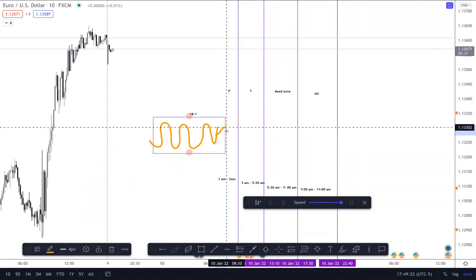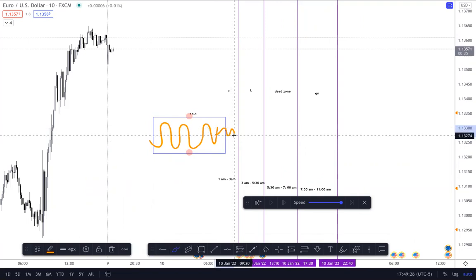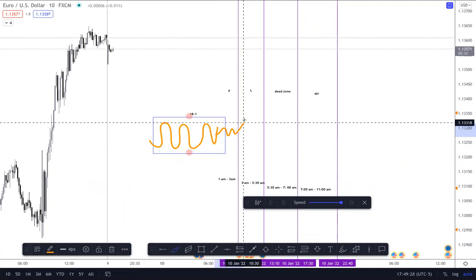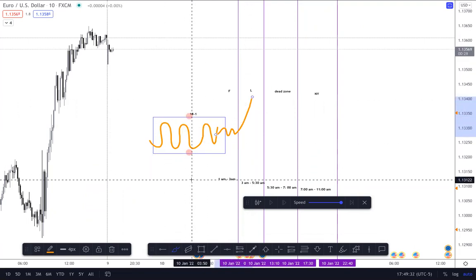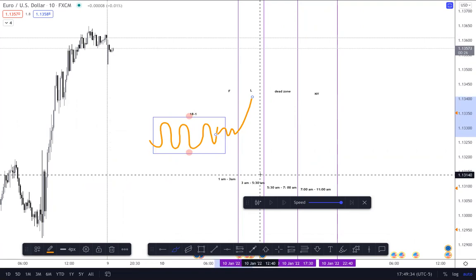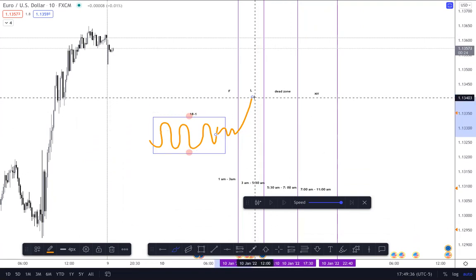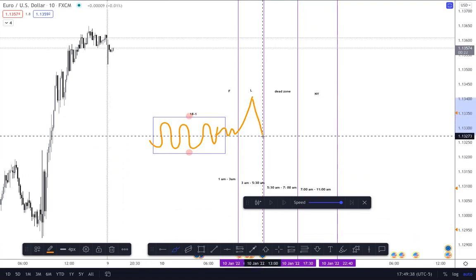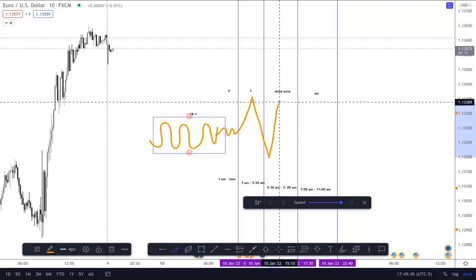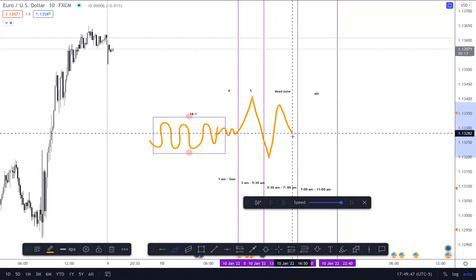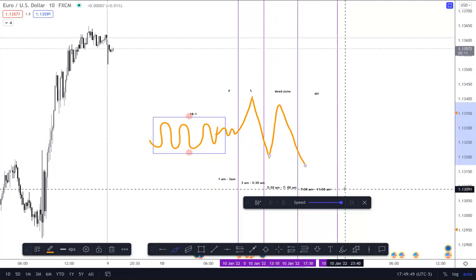Per se, London has not gotten swept at all. And in fact, London was the one that swept Frankfurt and the Asian highs. This could be the opposite as well. Now let's say we come all the way back down and we sweep Asian lows. And in the dead zone, we actually come up, mitigate in the dead zone, and make a lower low, right?